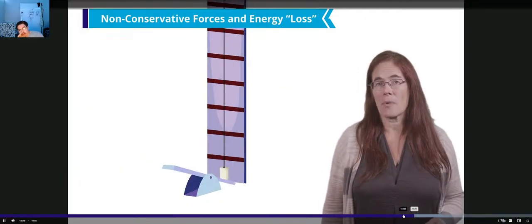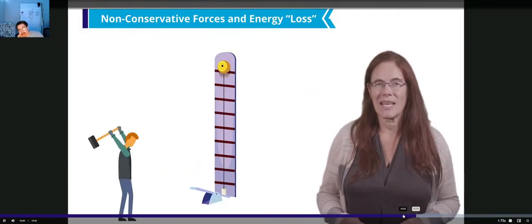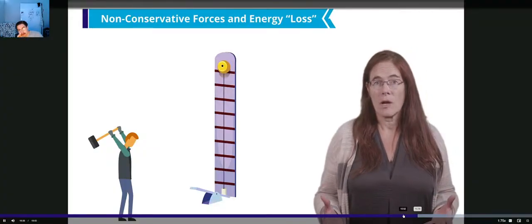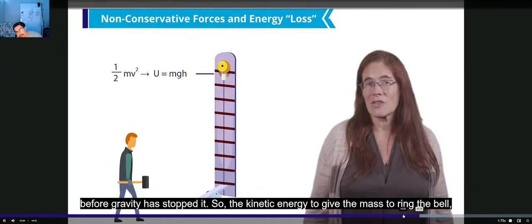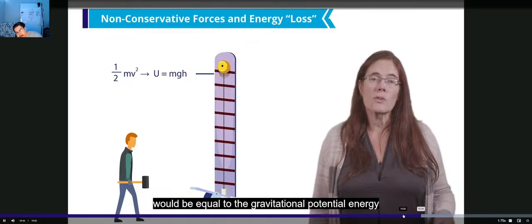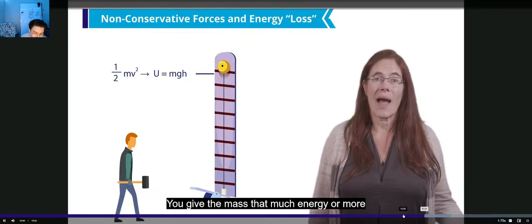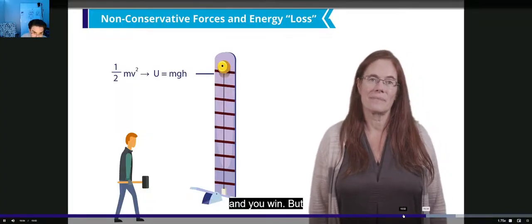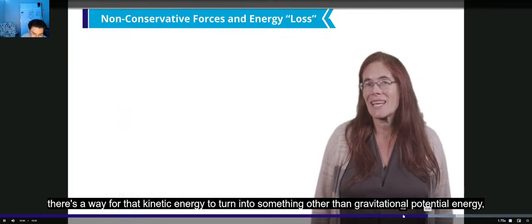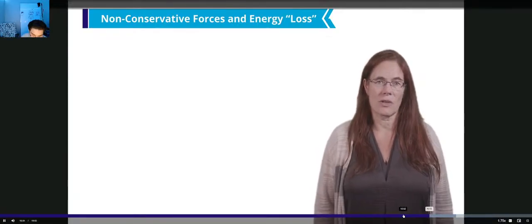Without interference from the game operator, to win, you give the mass enough kinetic energy that it will move up high enough to hit the bell before gravity has stopped it. So the kinetic energy to give the mass to ring the bell would be equal to the gravitational potential energy the mass would have when it gets to the bell. You give the mass that much energy or more, and you win. But there's a way for that kinetic energy to turn into something other than gravitational potential energy while the mass slides up that wire.